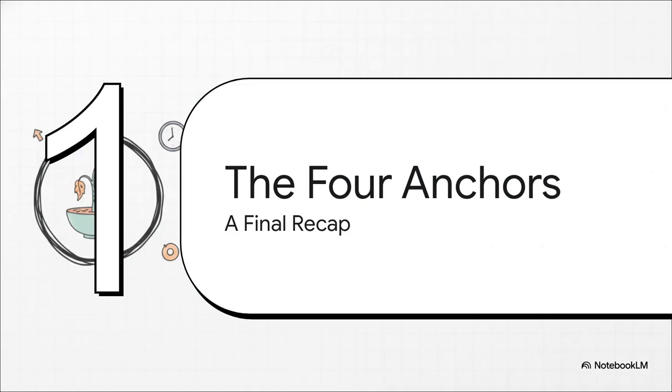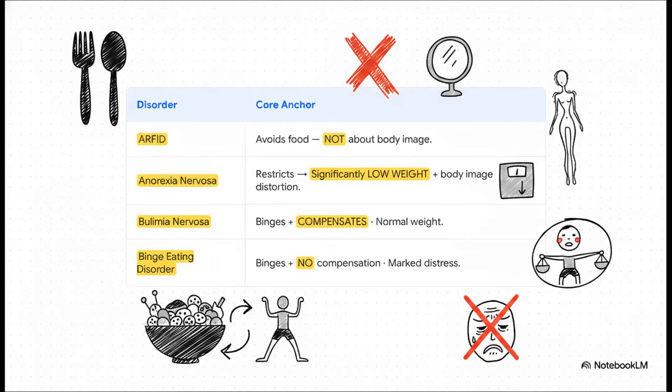Whew, we have covered a lot of ground. So let's bring it all home and wrap this up with one final look at those 4 simple, powerful anchors we started with. If you remember just one thing from all this, make it this table. These are your anchors. For ARFID, it's avoiding food for reasons that are not about body image. For anorexia, it's restriction leading to a significantly low weight.